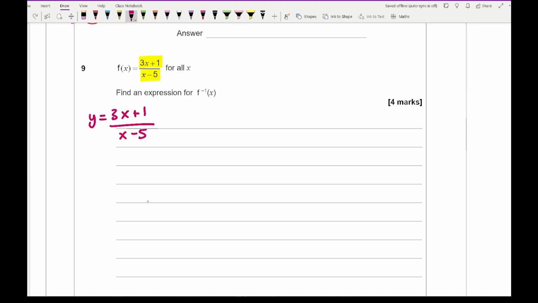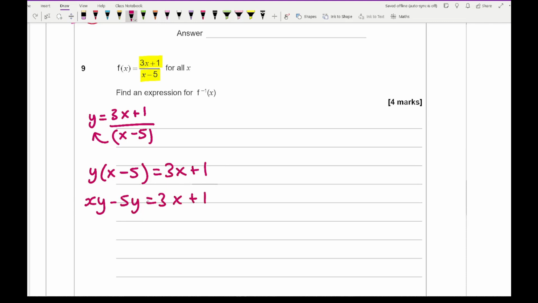Then I put brackets around the denominator. I'm going to take this over to the other side. So I end up with y(x minus 5) equals 3x plus 1. Then expand the brackets, I get xy minus 5y equals 3x plus 1. Now remember, I want to make x the subject, so let's take this 3x over to this side and this 5y over to the other side. So I get xy minus 3x equals 5y plus 1.